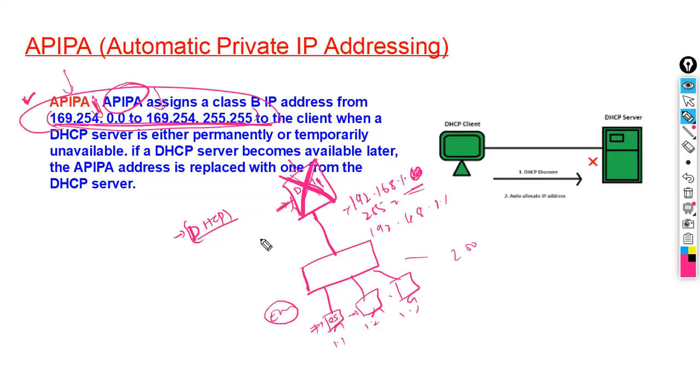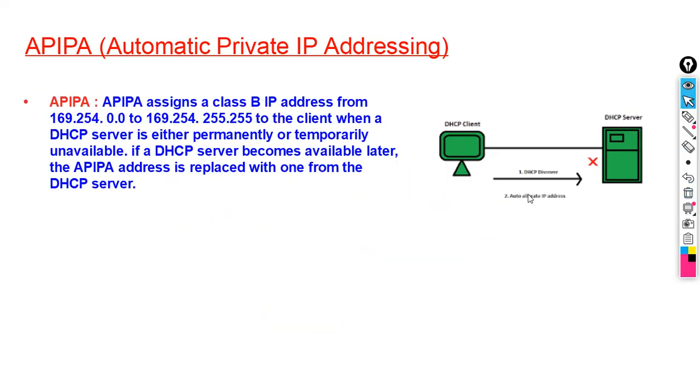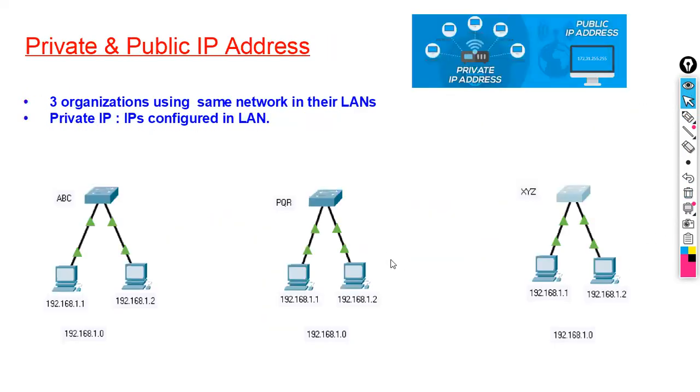So only if you have selected the option to obtain the IP address from DHCP, in that case it will assign the IP address from APIPA. Now guys, any doubt?